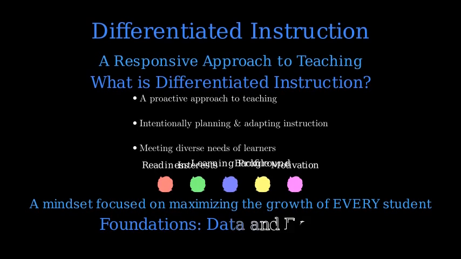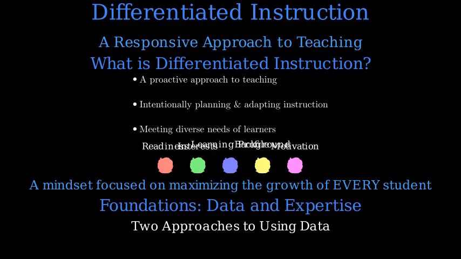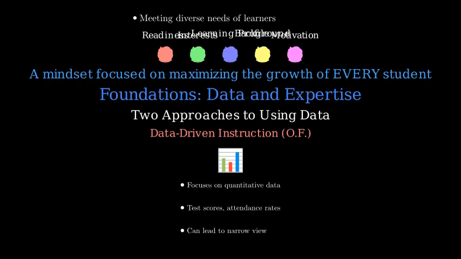One of the foundations of differentiated instruction is understanding how data and expertise intersect to inform teaching. There are two main approaches: data-driven instruction and data-informed instruction. Data-driven instruction focuses heavily on quantitative data, such as test scores and attendance rates, to make instructional decisions. While valuable, this approach can sometimes lead to a narrow view if solely relied upon.